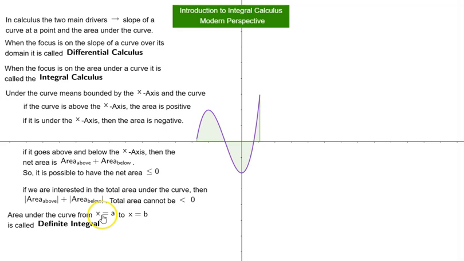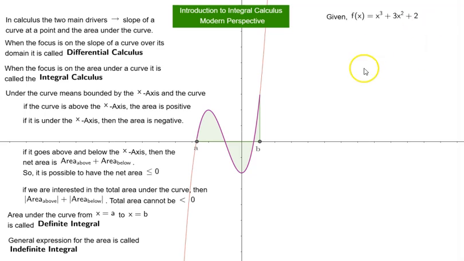Now area under the curve from x equal to a to x equal to b is called definite integral. So remember, this curve, purple one, is a part of another curve whose domain has been restricted to these 2 points. Which 2 points? These 2 points, a and b, x equal to a to x equal to b. The general expression for the area is called indefinite integral. So let's briefly look at an example. Don't get bogged down with the details, just get the overall feel.